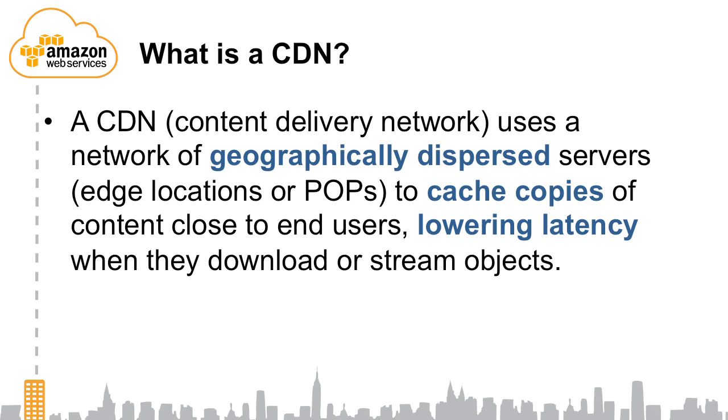So CDN is geographically dispersed servers, and why that's important is a pretty simple reason. The speed of light is only so fast. By having servers closer to the people who are consuming the content from that server, it's going to get rendered faster. So pretty simple.